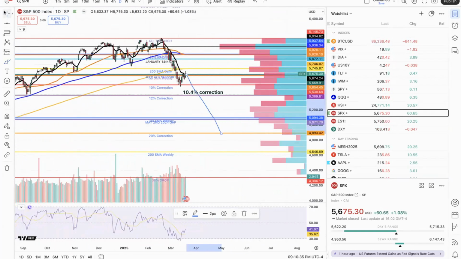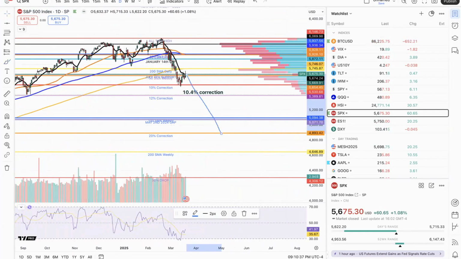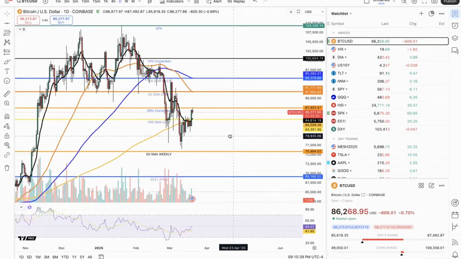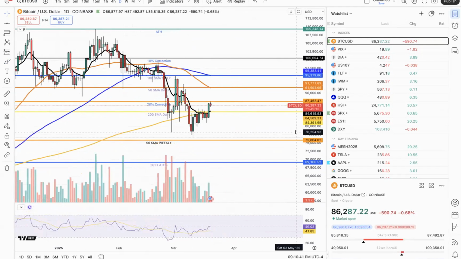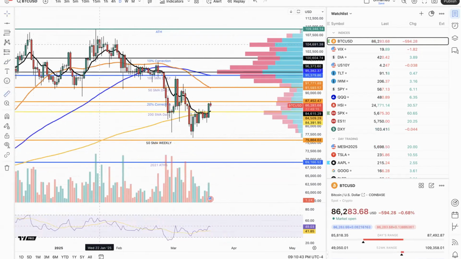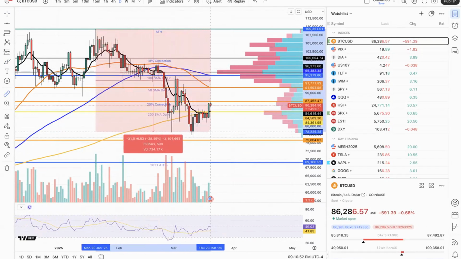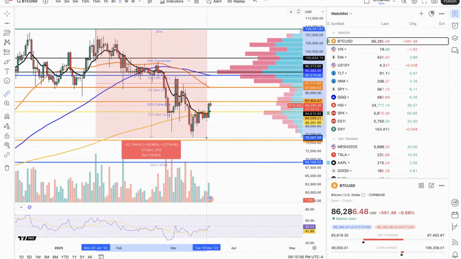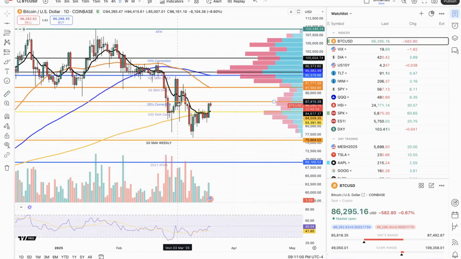Okay. One ticker that I want to show you where we actually currently are in a bear market is Bitcoin. So Bitcoin has just been on a massive run. And this hit an all-time high on January 20th of 109,000. And you could see that Bitcoin is below 20%. It actually got down to almost 30%. Here's the line for 20%.